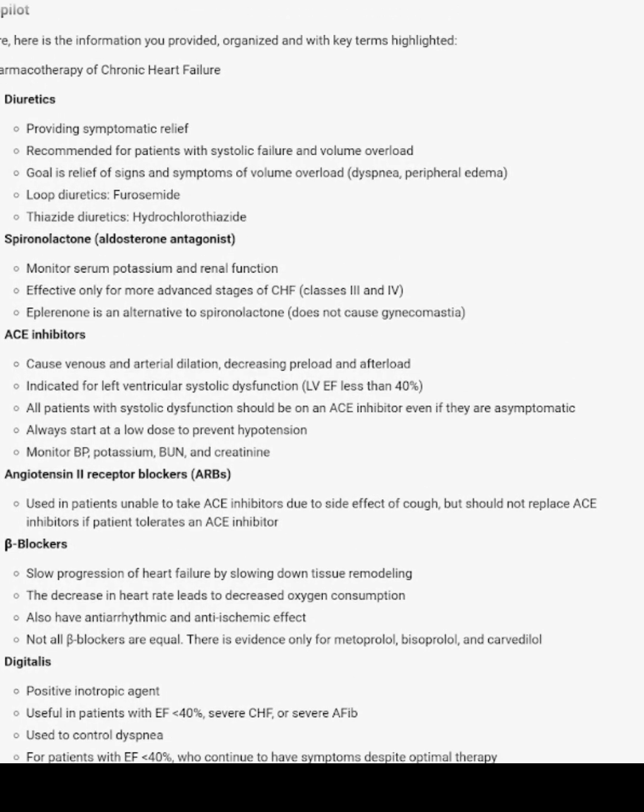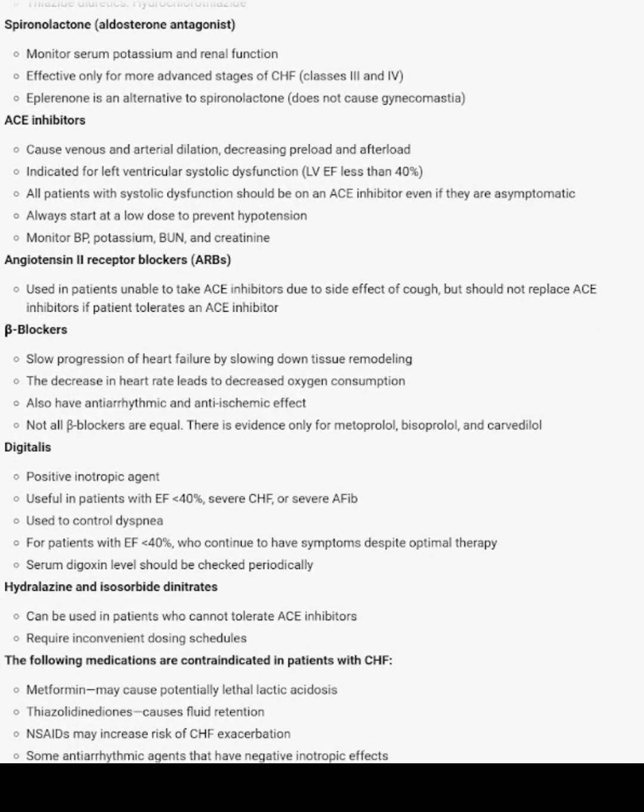Spironolactone, aldosterone antagonist. Monitor serum potassium and renal function. Effective only for more advanced stages of CHF, classes 3 and 4. Eplerenone is an alternative to spironolactone, does not cause gynecomastia.